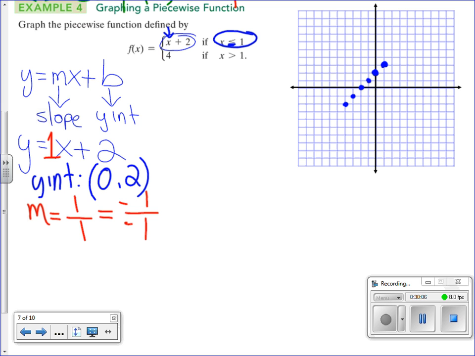Now we're going to extend, connect the points, and then should I stop here or have an arrow? Arrow. Because we're only saying numbers that are less than 1, right? So those could go to negative infinity.